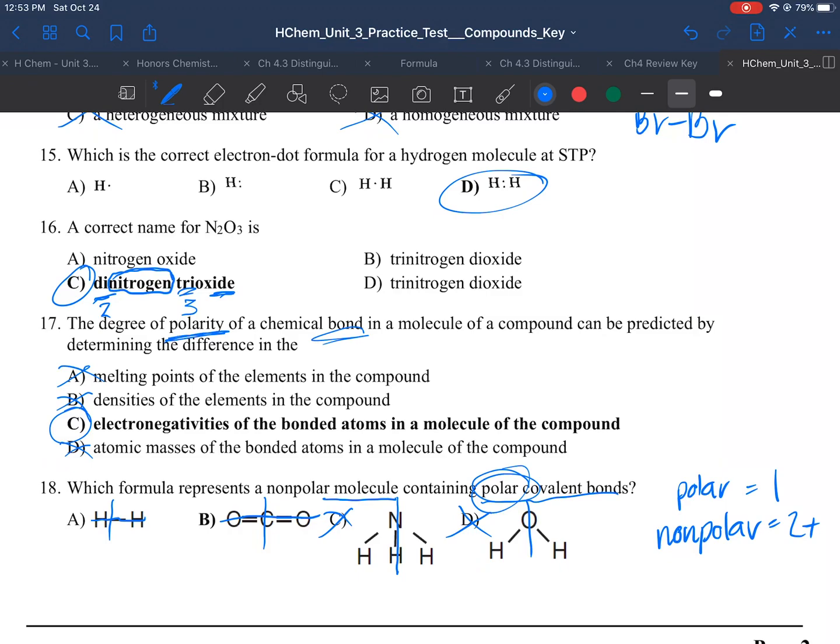Well, for bonds, we have to think about electronegativity differences. Hydrogen is going to have the same, which gives us an electronegativity difference of 0, which represents nonpolar. So in our case, it's B, but you could also check with electronegativity differences. O is 3.4, carbon is 2.6. Hold on, I have those backwards. The 3.4 minus 2.6 gives us 0.8, which is in fact polar.